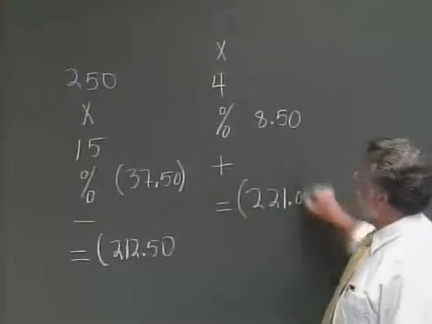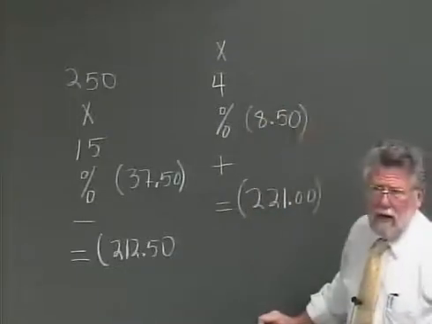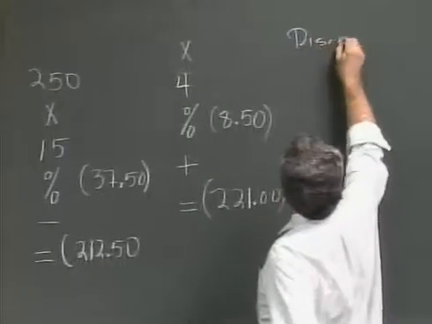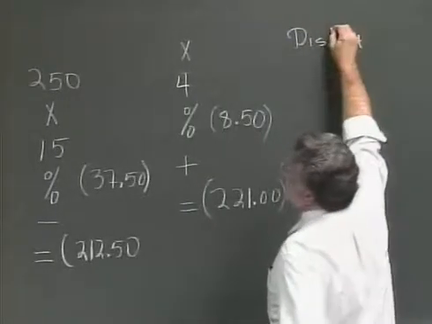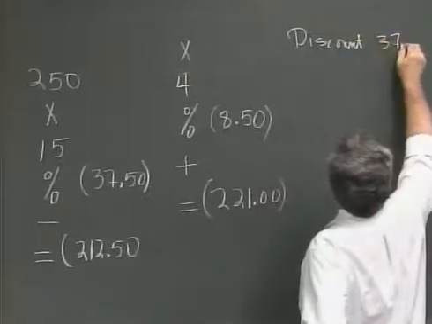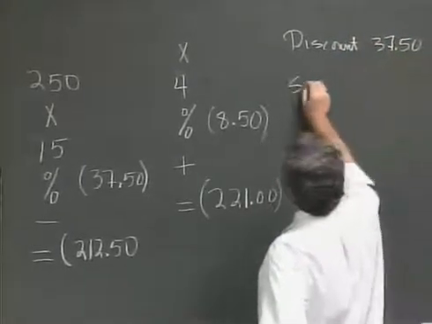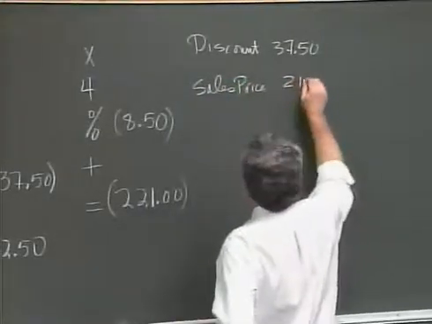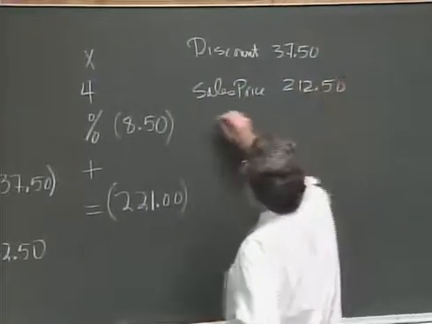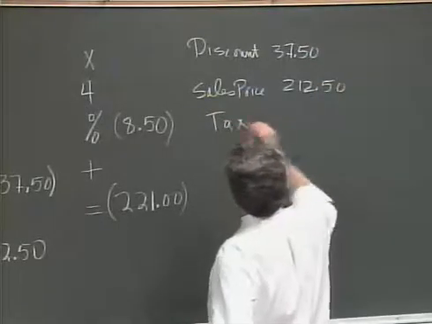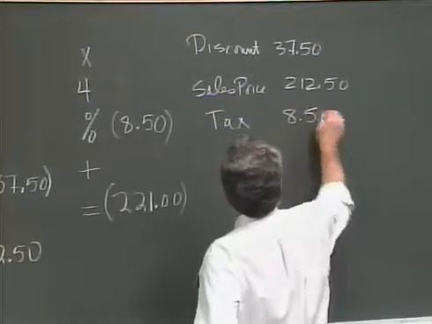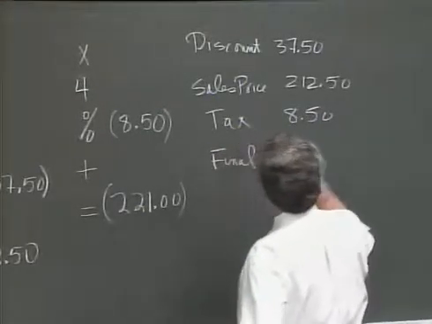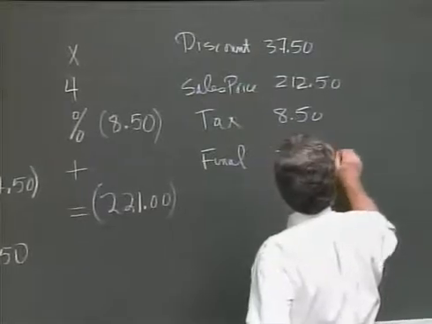So these are the numbers you see as you go along. If I give you this on a test, for the discount you would write in $37.50. For the sale price, you would write down the $212.50. For the tax, you would write down $8.50. And then for the out the door or final price, you would write $221 and you'd be done.